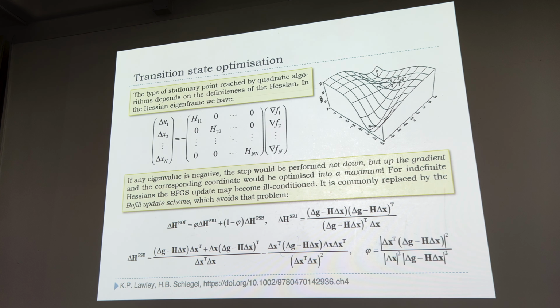I will not bore you with the details of all of this. Remember quasi-Newton from the previous lecture. We were updating the Hessian approximately using the history of the gradients, using the BFGS. BFGS can become unstable if the Hessian is not positive definite. In that case, there is a different, slightly more complicated update scheme called Bofill update, which also allows one to do quasi-Newton optimizations, but this time of transition states.